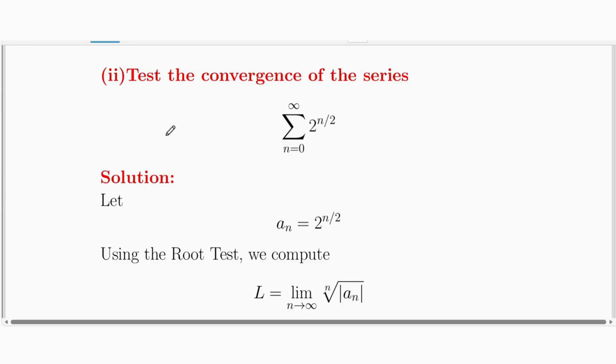Question 2. Test the convergence of the series summation n is 0 to infinity 2 raised to n by 2. अब ये सीरीज का कन्वर्जेंस हमें चेक करना है. तो पहले हम ये डिस्कस करेंगे कि यहाँ पे कौन सा टेस्ट यूज होगा. 2 raised to n by 2 मीन्स पावर ऑफ n इज गिवन. तो इफ पावर ऑफ n इज गिवन, वी कैन यूज आइदर रेशियो टेस्ट और वी कैन यूज रूट टेस्ट. लेकिन हम यहाँ पे कौन सा टेस्ट यूज करेंगे ये दोनों में से?